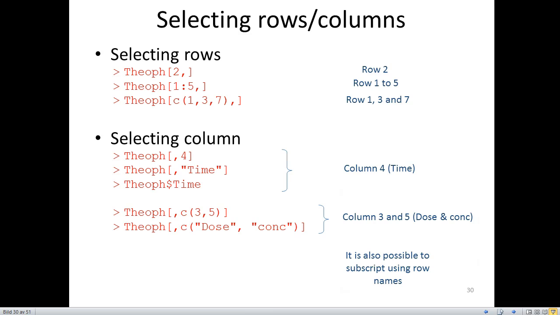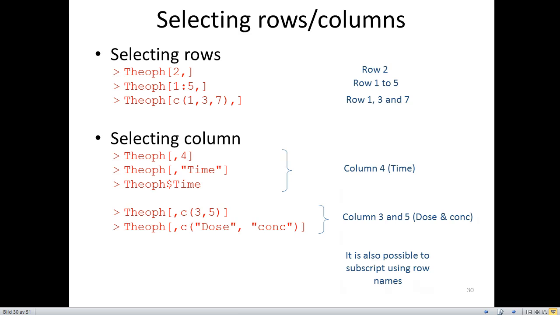If you want to select specific rows from the theop dataset, you need to write like this, theop, and then bracket, and then C for combine, and then the rows you want. So 1, 3, and 7 in this case. And then comma, and then you leave empty, and then you have the end bracket. And then you will get row number 1, 3, and 7.